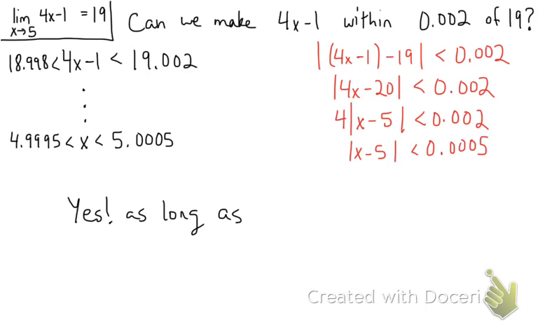So can we make that distance very, very small, 0.002 or smaller? Yes, as long as we pick our x to be really, really close to 5. 0.0005 units away from the number 5. Okay, so the idea is no matter what tiny distance I wanted, 0.1, 0.002, 0.0000783, I could do this same series of algebraic steps and come up with a number that is how far away x is allowed to be from 5.